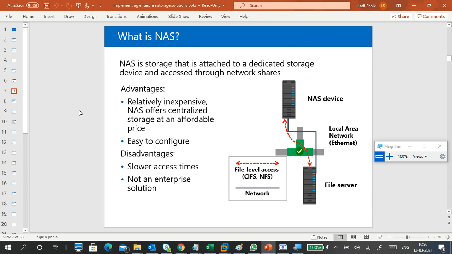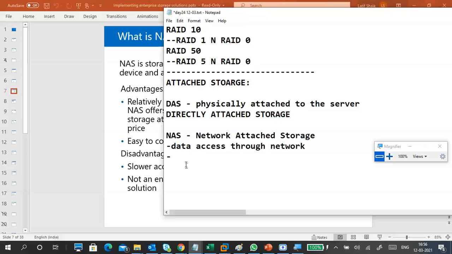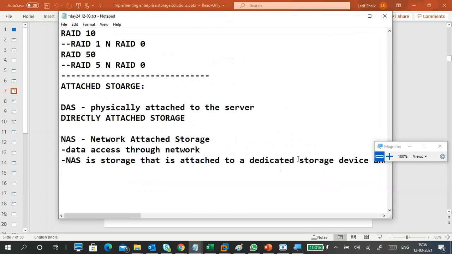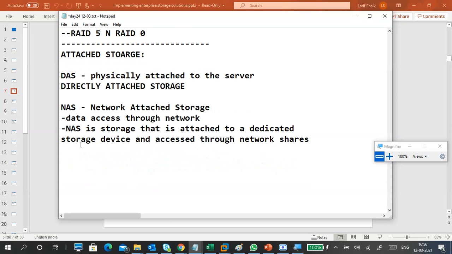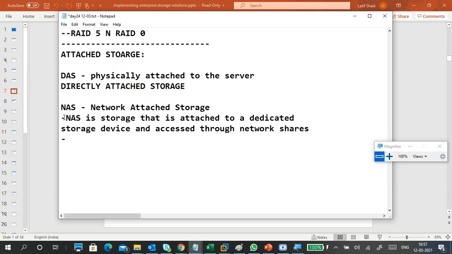Do you remember sharing your files? If you remember sharing files, obviously that is simply a NAS. Sharing of files, like I shared a file from one system and other people are accessing it, is simply maintained as NAS only. NFS, network file system, is NAS only. So it is dedicated storage accessed through a network share. The content is the same.